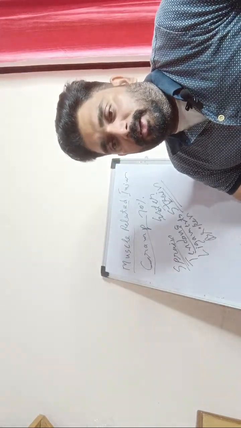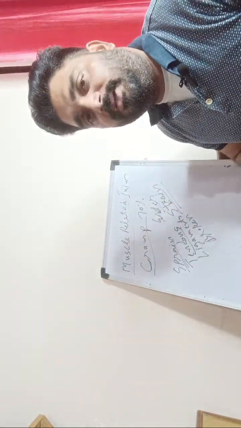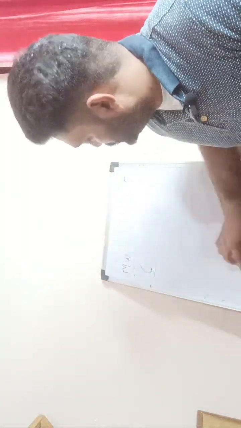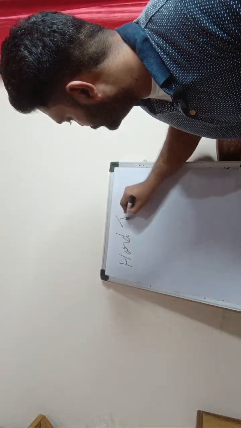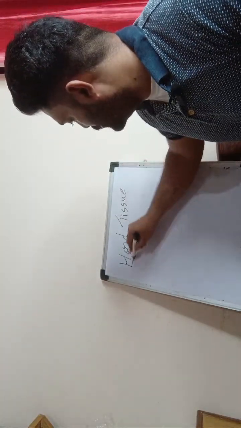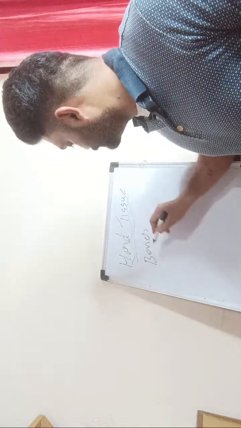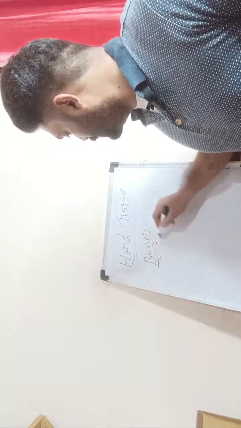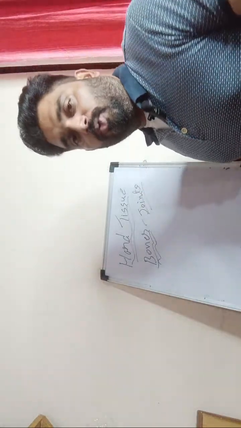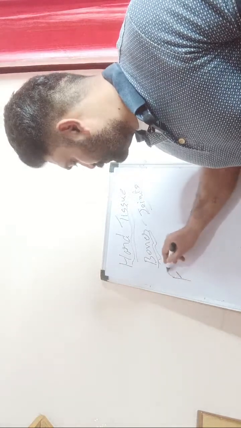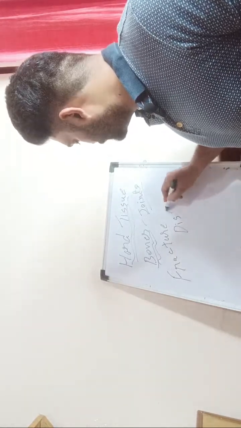And on the other hand, we are going to discuss the injuries called hard tissue injuries. So these injuries are related to the bones and joints. So there are injuries named fracture and dislocation.